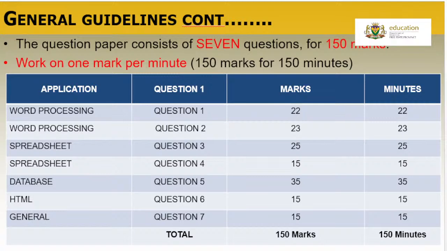Question 2 is 23 marks. You must work for 23 minutes. Question 3, 25 marks. You must work for 25 minutes, and so forth. The reason is to guide you whether you'll be in a position to finish all these 7 questions. But bearing in mind that you can even do question 1 in less than a minute, especially when you know where you are going to get your icons, particularly for word processing. This is not a cutting stone to say that if it is 1 mark, then you have to work for 1 minute. You can even take less than a minute.